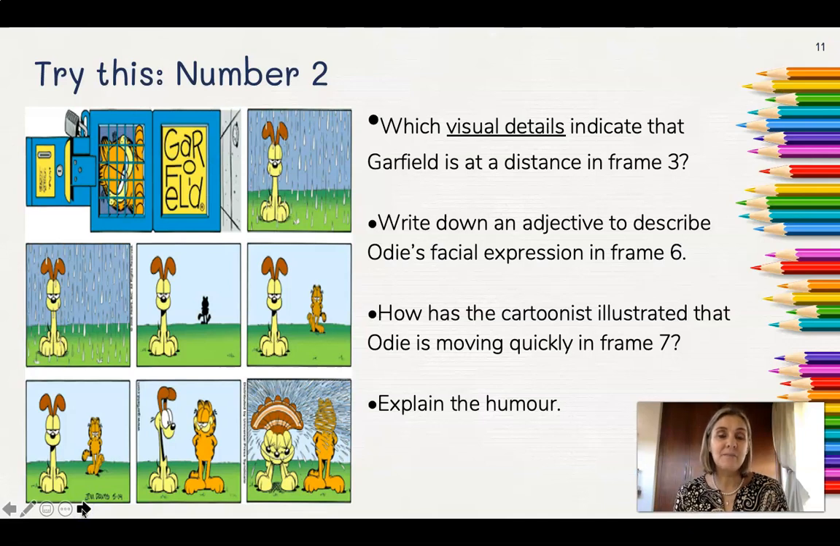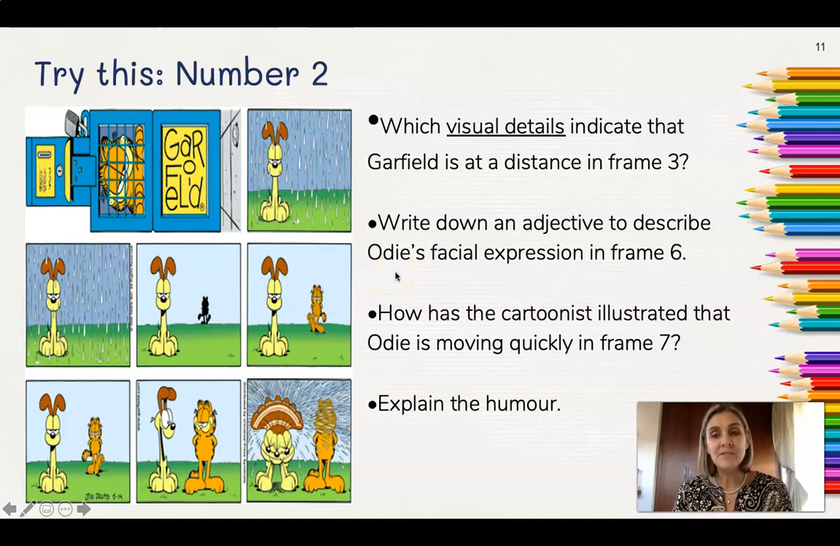Let's take a look at number 2 picture. So this is a cartoon strip, and if you don't know Garfield, he's the orange cat, and then Odie is the dog in the picture. So it says there, which visual details indicate that Garfield is at a distance in frame 3? So as you can see, we've got frame 1, frame 2, frame 3. So this is the frame you're looking at. How do we know that Garfield's at a distance? So there's 2 clues there that you can tell me about.